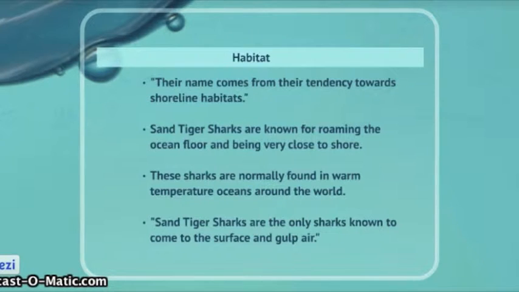Habitat. Their name comes from their tendency towards shoreline habits. Sand tiger sharks are known for roaming the ocean floor and being very close to shore. These sharks are normally found in warm temperature oceans around the world. Sand tiger sharks are the only sharks known to come to the surface and gulp air.